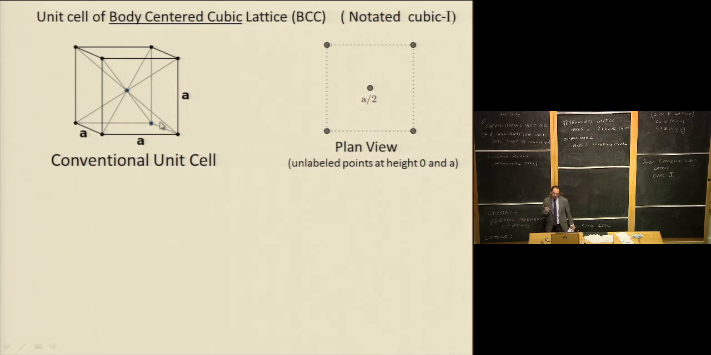Now, there's a convenient way to describe these three-dimensional structures, which is to use what's known as a plan view. A plan view comes from an architectural term where you look down on the thing from the top and you draw the heights. If you're up in a helicopter looking down on this conventional unit cell, you would see 4 things in the corners and 1 in the center, and then you label the heights. This one is labeled with height a over 2, and unlabeled points are at height 0 and a.